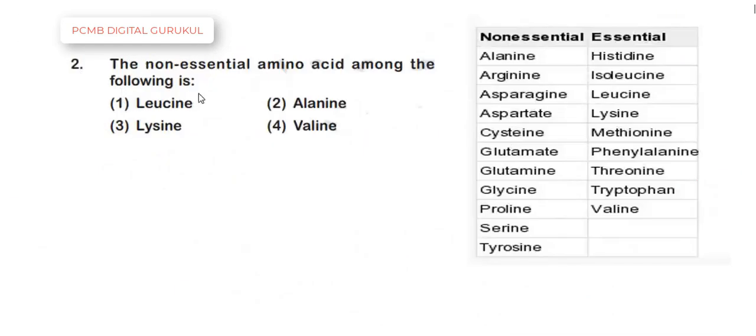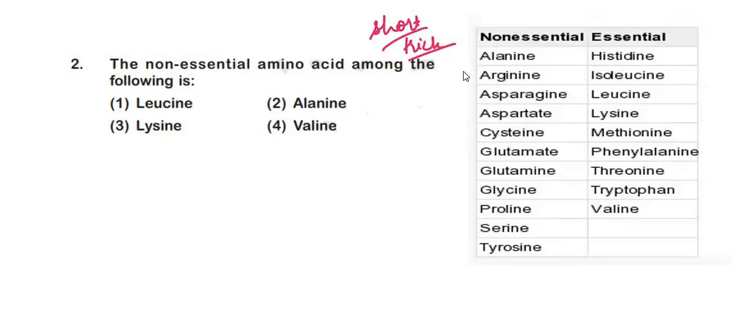Question number two: the non-essential amino acid among the following is, we have to choose a non-essential amino acid, and in this table you can see some are essential amino acids and some are non-essential amino acids. If you want to learn these amino acids, you can find a short trick for them. We have already uploaded it on our channel and we will also provide the link in the description, so you can see it from there.